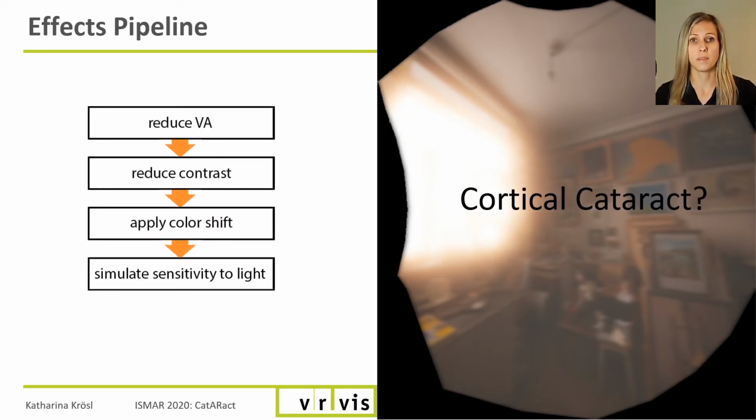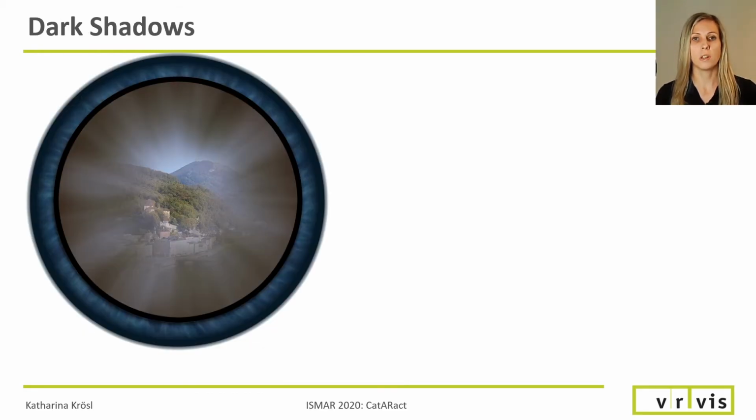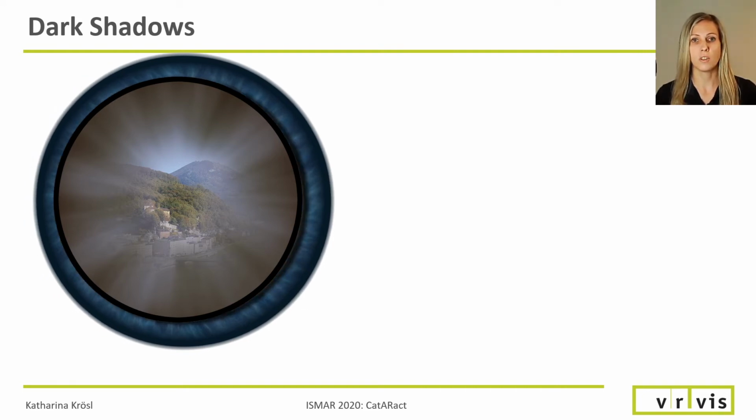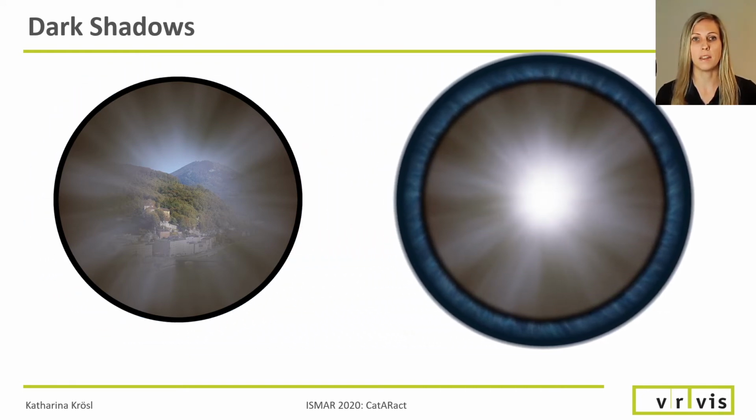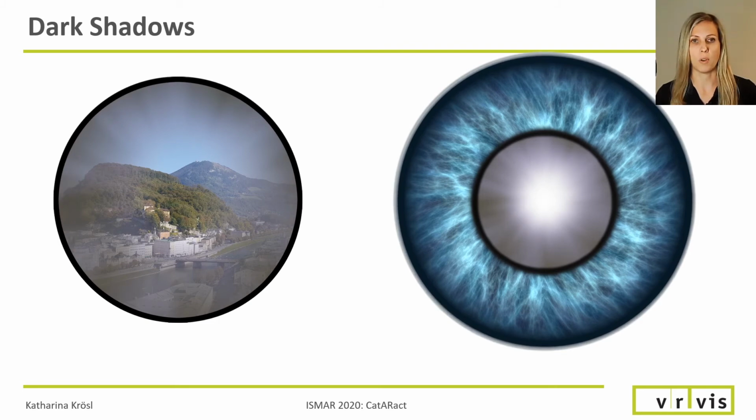Cortical cataracts additionally create dark shadows in the periphery of your vision. To simulate these shadows, we add one stage to our effects pipeline. We essentially use a shadow texture to darken the periphery and use eye tracking to move this effect with a user's gaze. Since shadows become more or less prominent depending on the pupil size, we scale our texture according to the brightness around the gaze point.